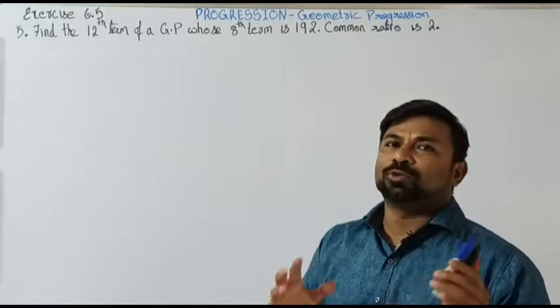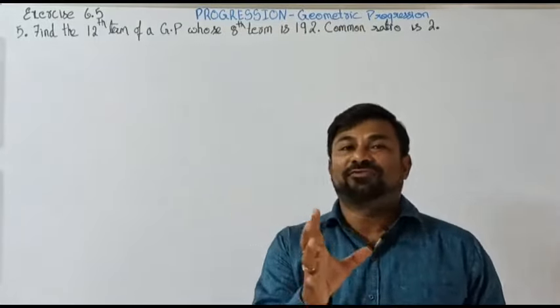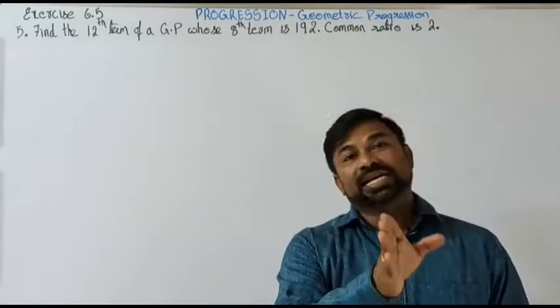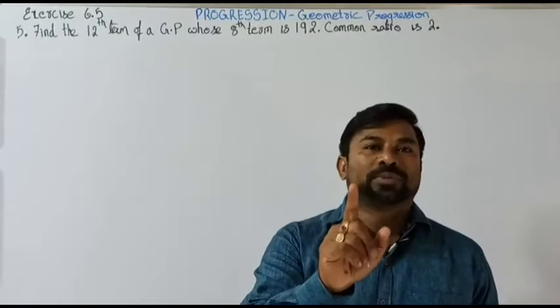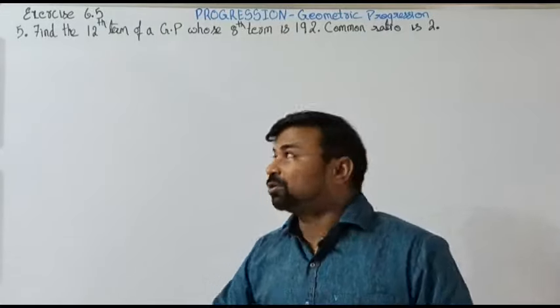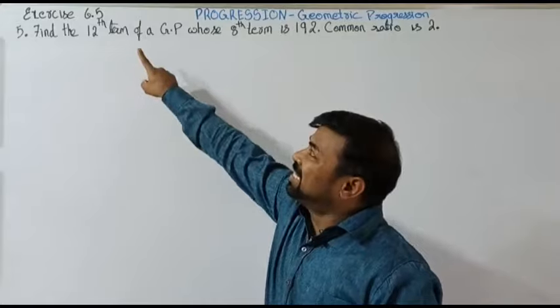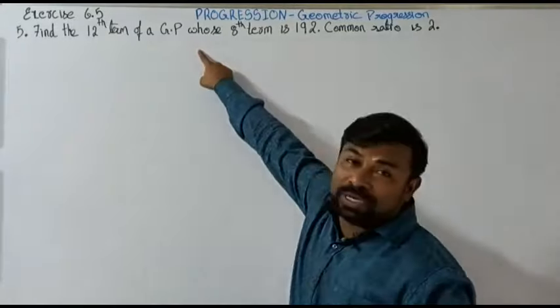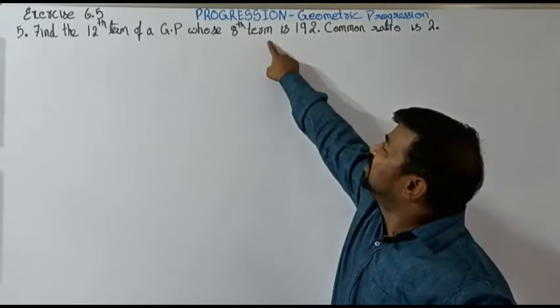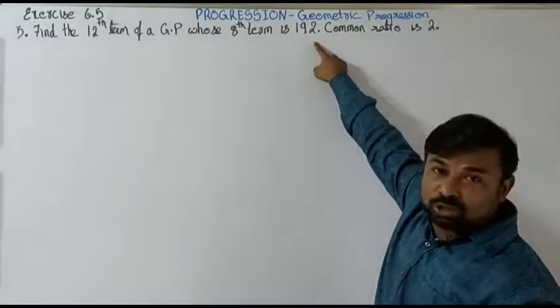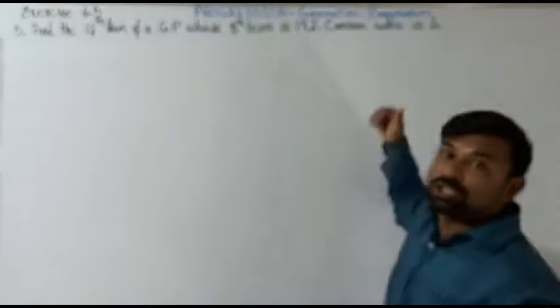In this video, I'm going to explain a sum from progressions. In that, I have selected geometric progressions. Let's get back to this one. Find the 12th term of a GP whose 8th term is 192 and common ratio is 2.